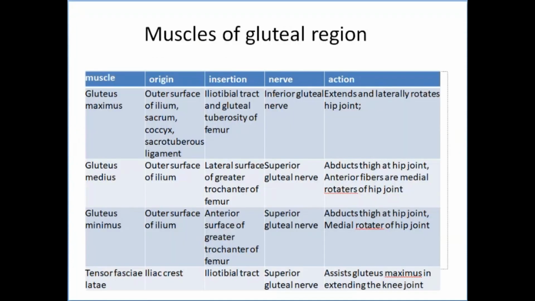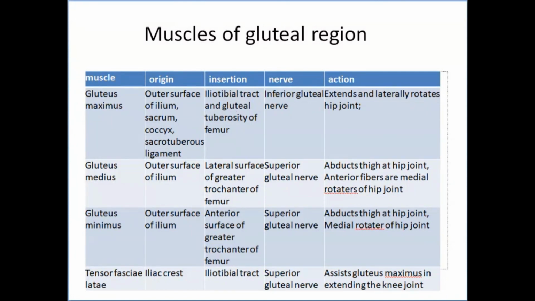So in this chart you can find the same thing I told you. The gluteus maximus will come from the outer surface of the ilium, and as this is a larger muscle, some fibers of this will come from the sacrum, coccyx, and sacrotuberous ligament also. Medius and minimus will come from the outer surface of ilium. Then what about the insertion? As I have already told you, it will be inserted to the gluteal tuberosity, and medius and minimus will be inserted to the greater trochanter of the femur. Then what is this iliotibial tract? Some fibers of the gluteus maximus are inserted over the iliotibial tract.